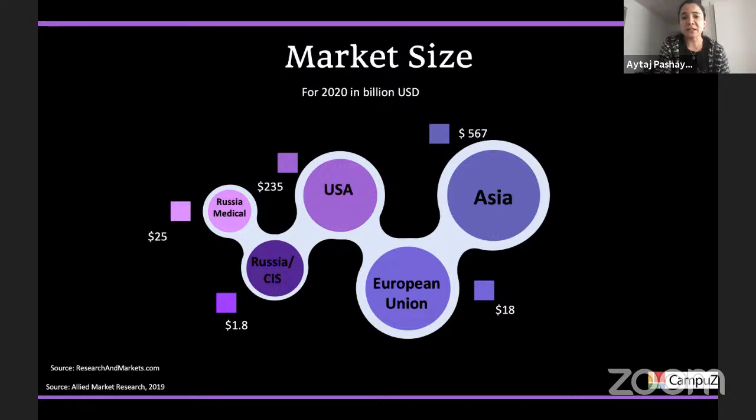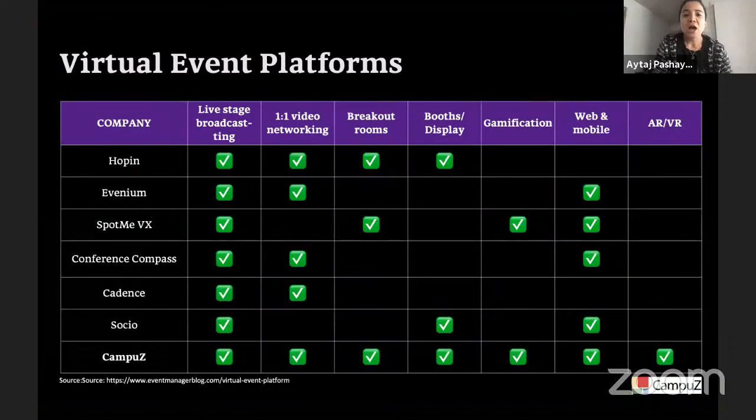Most of the businesses in events management organizations have already partially moved online. And it's expected that even after COVID-19 ends, they will still remain partially online. When we studied our competitors, and mind you, this list was much longer, we realized that very few of them offer what we offer, which is AR and VR tools. And very few of them offer booths and displays to host exhibitions and trade shows.